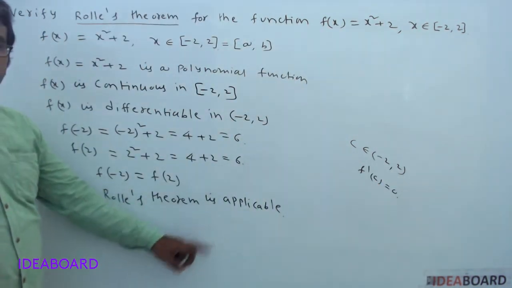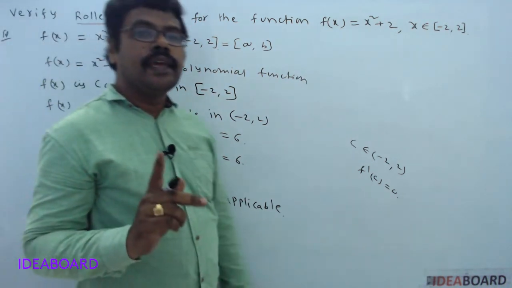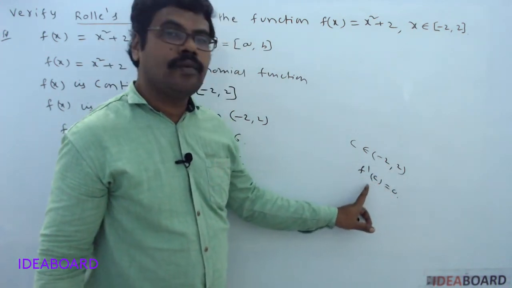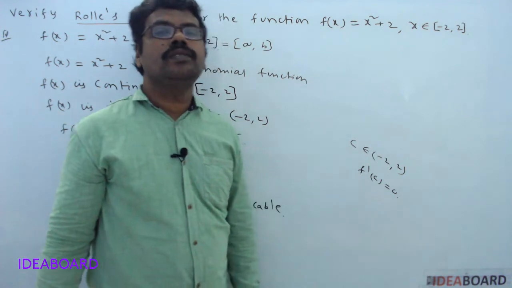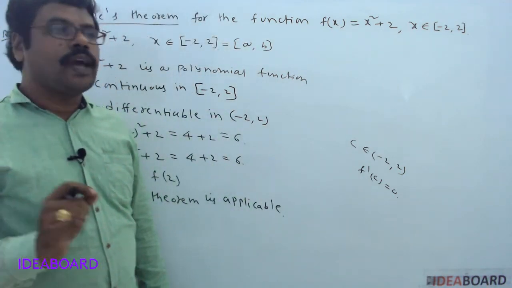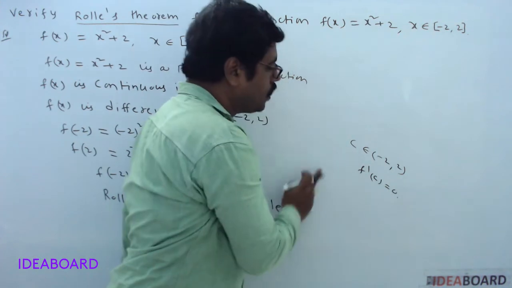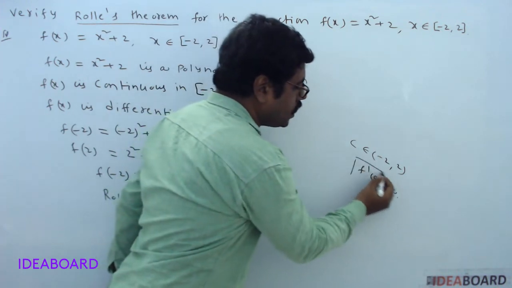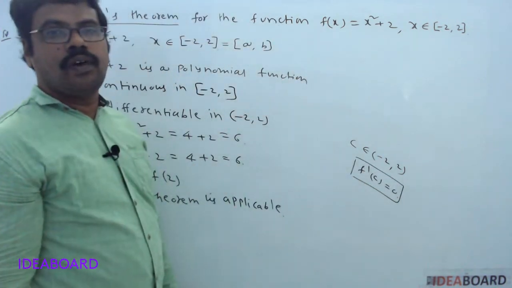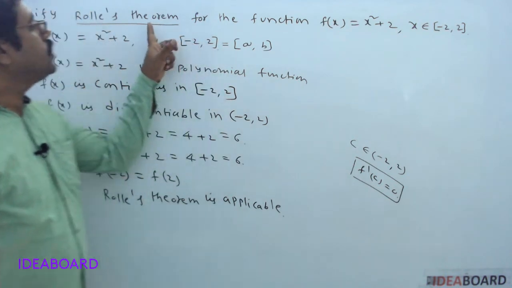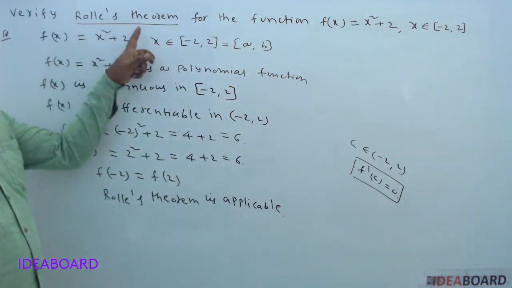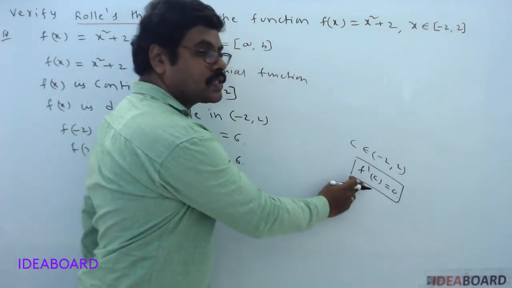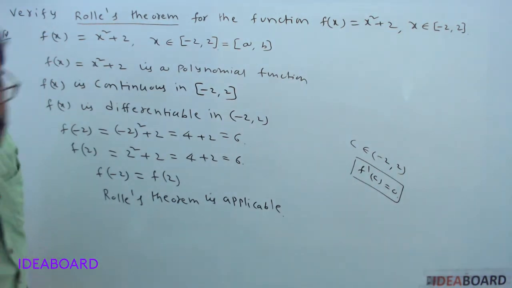If Rolle's theorem is applicable, then there exists at least one value of c in the open interval (-2, 2) such that f'(c) = 0. Now, if you find a value of c in the open interval (-2, 2) which satisfies the condition f'(c) = 0, then we say that Rolle's theorem is verified. Now find out this c value according to this condition.